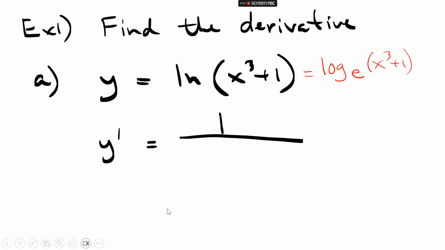So it'd be 1 over whatever x is. In this case, it's x cubed plus 1. And that'll be ln of, what's my base? E. Oh, wow. Hold on. That's just going to go away, I believe.